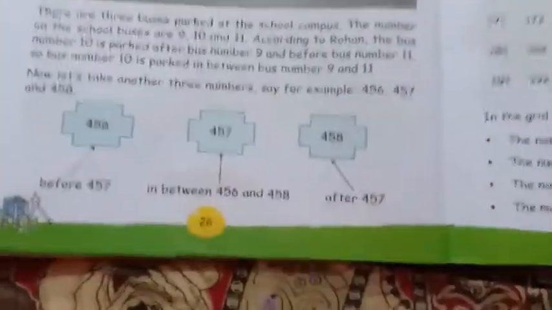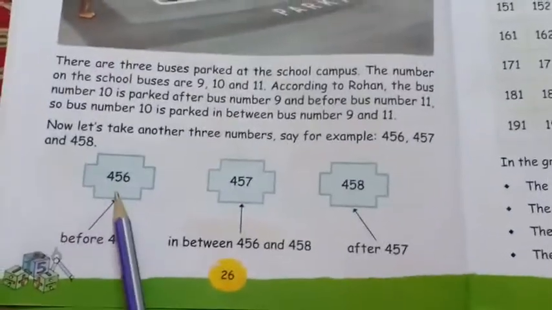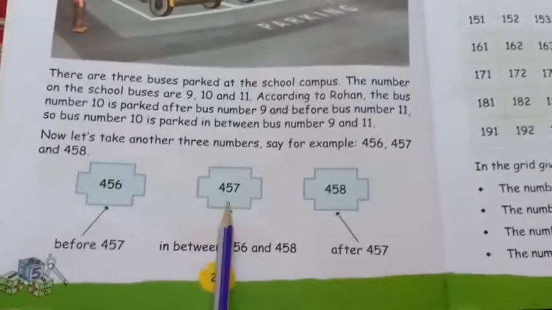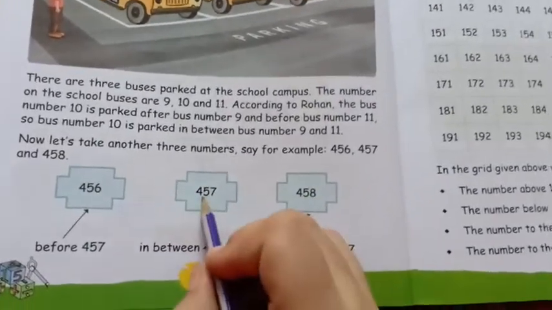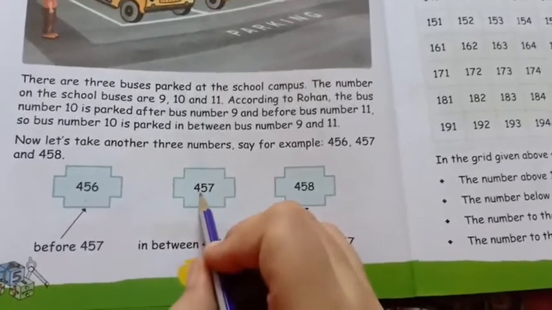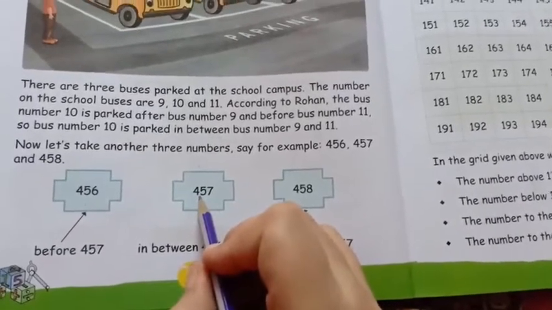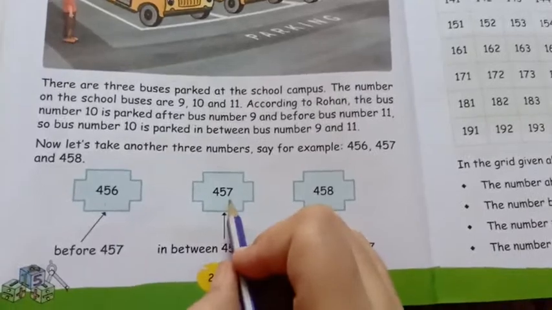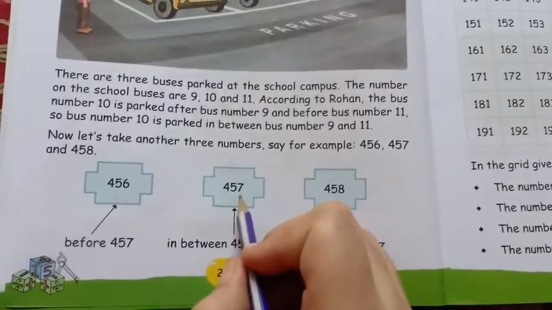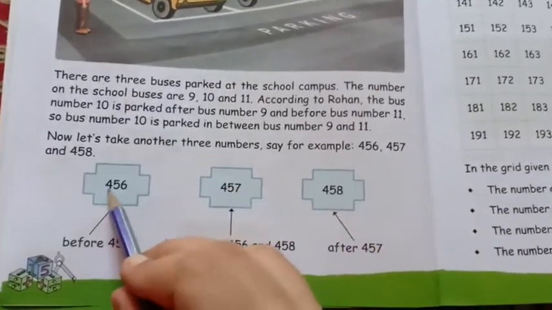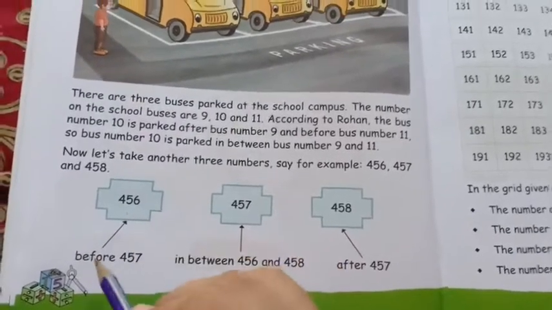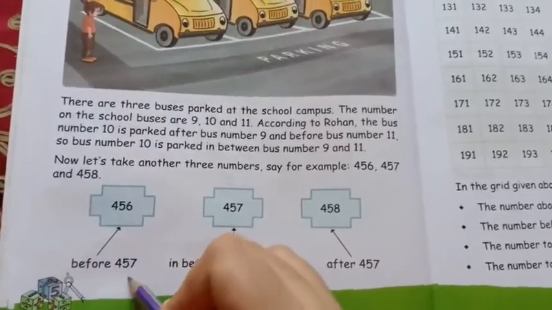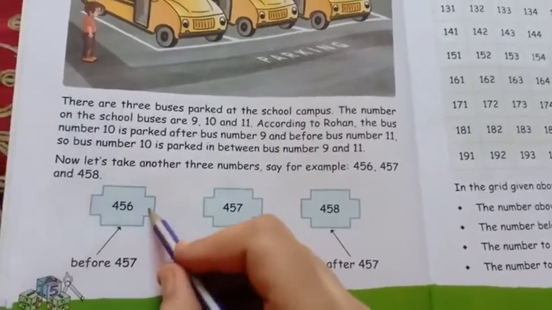So whenever you identify between the objects, you will also identify between the numbers. So here is one example given to you: 456, 457, 458. I will ask which number will become before 457. मतलब 457 से पहले कौन सा नंबर आएगा? So you will say it's 456. So you can say before 457, 456 will be there.